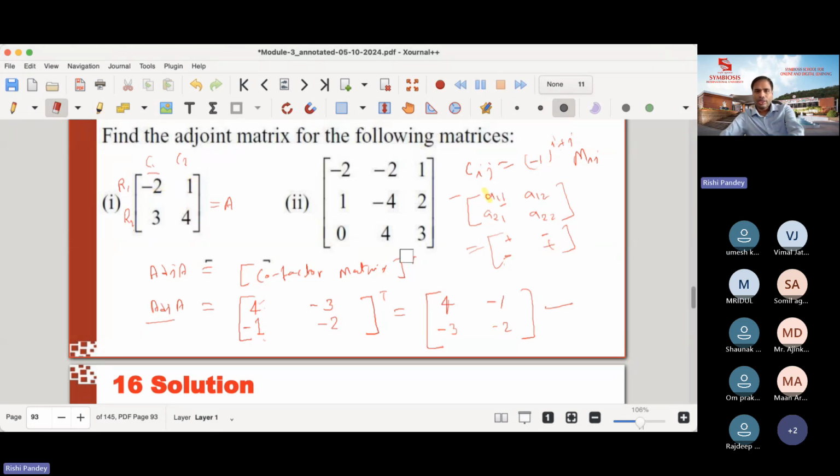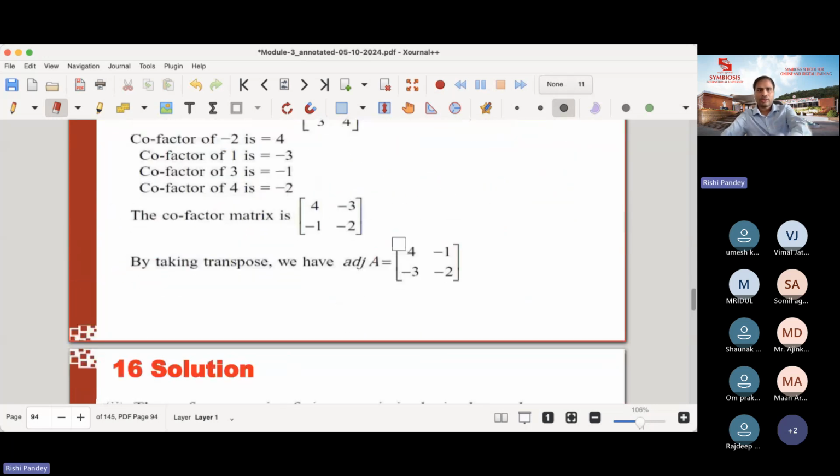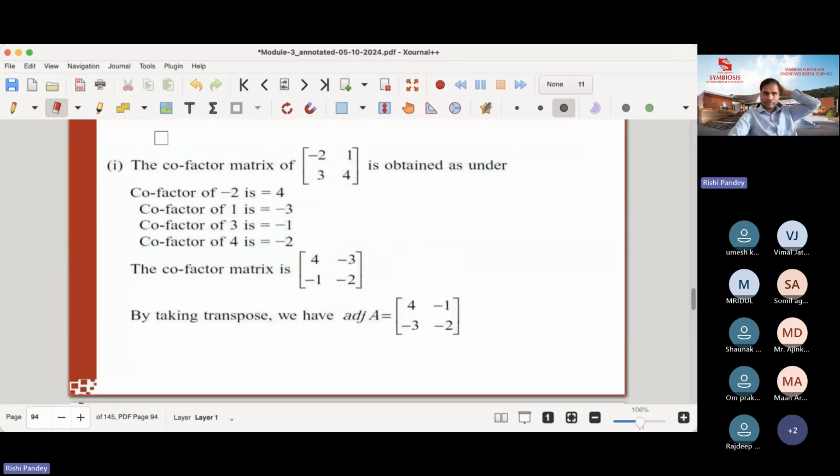Now 3 into 3. This is the standard answer. You can check the standard solution, that is also true. So this is a cofactor matrix. If you take the transpose, it becomes the adjoint.